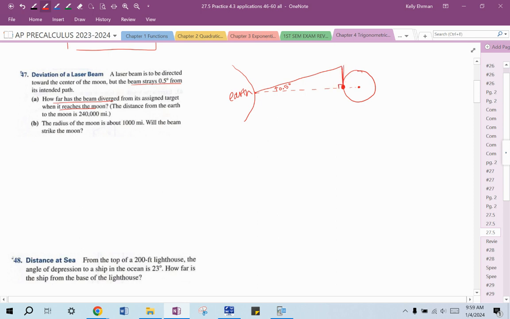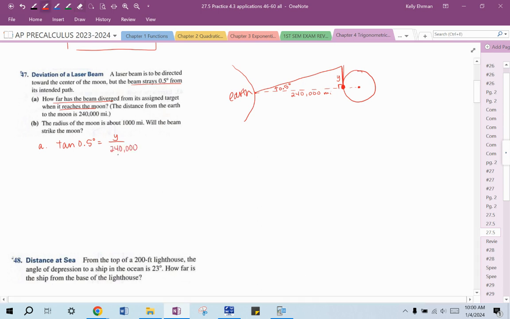Let's call that distance y. So how long is y? The distance from the Earth to the moon, this horizontal distance here, is 240,000 miles. For part A, I want to solve for y. I have opposite and adjacent, because hypotenuse is always across from the 90-degree angle. So I'm going to set up a tangent function again. The tangent of 0.5 degrees is equal to y over 240,000.